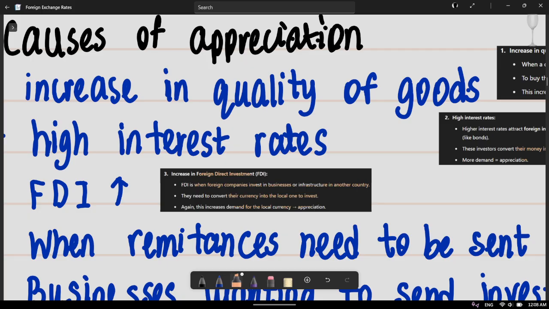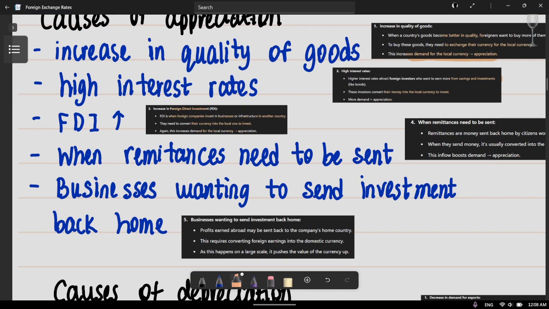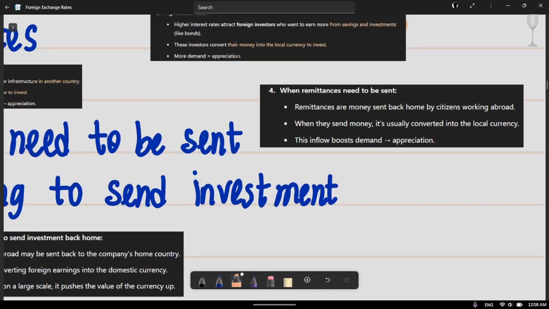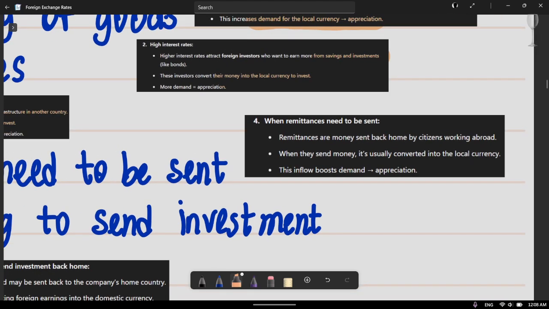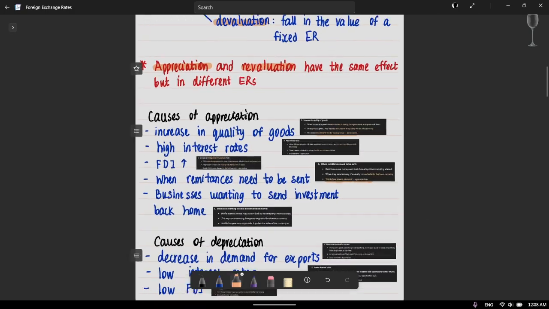You need to convert to rupees, which will increase the demand for rupees, which will lead to the appreciation so that the business can invest in India, right? Now, when remittances need to be sent, remittances are money sent back home by citizens working abroad. When they send money, it's usually converted into the local currency. If it's converted into the local currency, the inflow boosts the demand. So in order for you to convert, you need to demand, right? If you're more demanding, then that will lead to appreciation, basically.